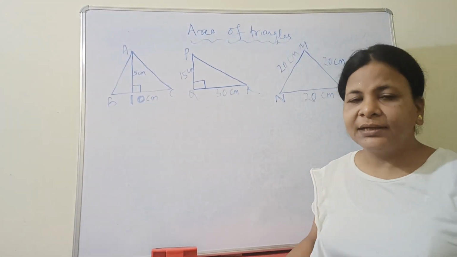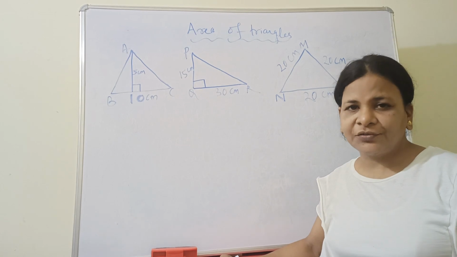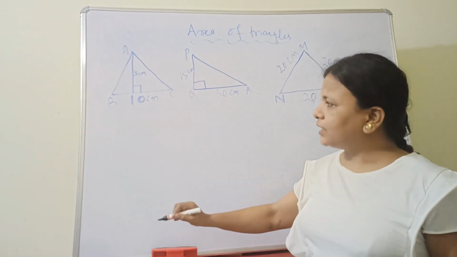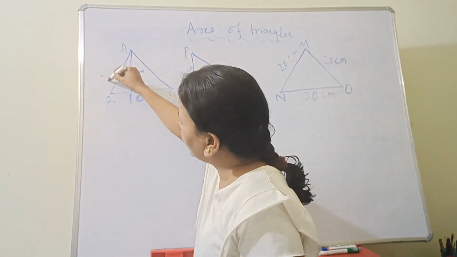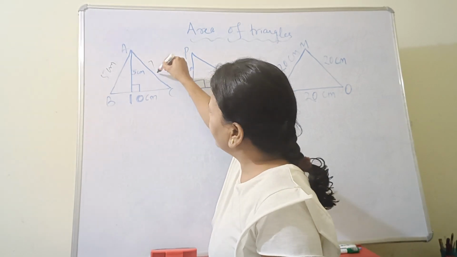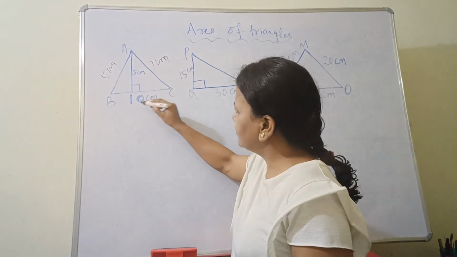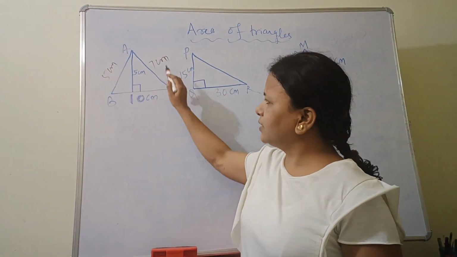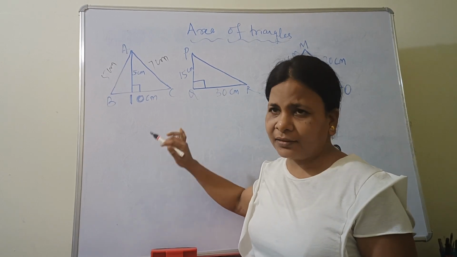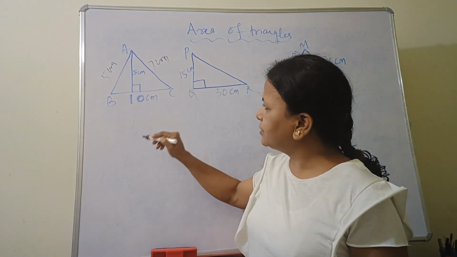Hello students, let's find out the area of different triangles. This is a scalene triangle. For example, this is 5 centimeter, this is 7 centimeter, and this is 10 centimeter. So this is having its three sides different in length. So how can we find out its area?